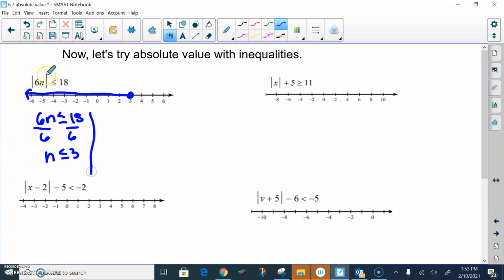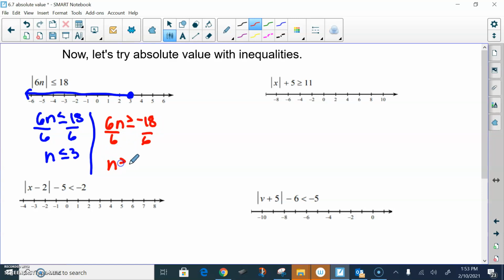Now, the trick here is when we make this a negative, we've got to flip the sign. And in effect, we're dividing by a negative. So we're going to change that to 6n is greater than or equal to negative 18. Divide each side by 6.